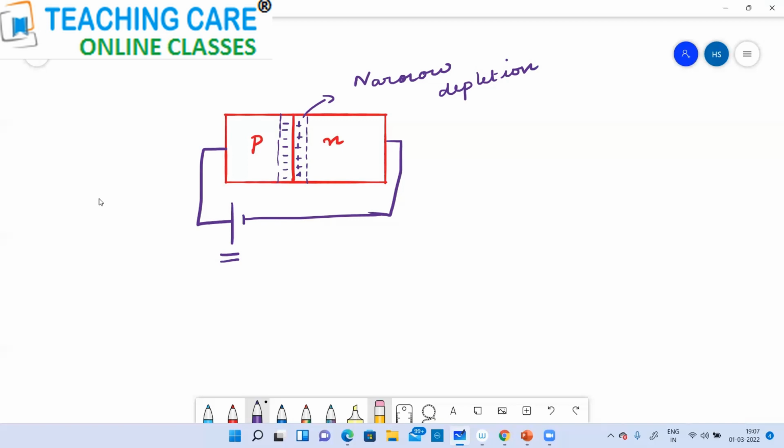The depletion region is thin now. The depletion region is thin now. And the junction diode offers a low resistance during the forward bias.